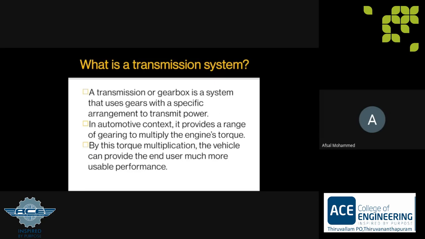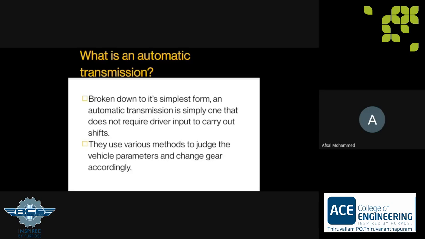Okay, now we'll go to the next topic. We have seen what a transmission system is. Now we are looking at what an automatic transmission system is. So, put very simply, an automatic transmission is just one that does the gear shifting for you. It will have a transmission system, but we won't have direct contact with the transmission system in any manner. The car will do all of the shifting by itself.